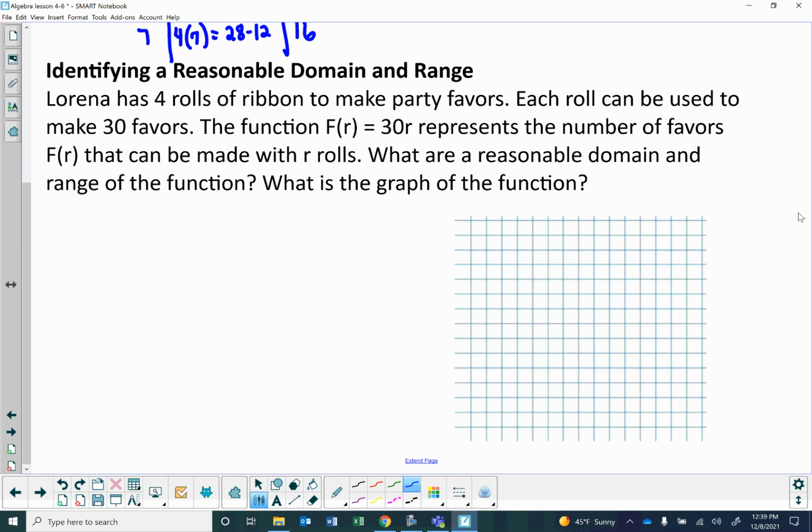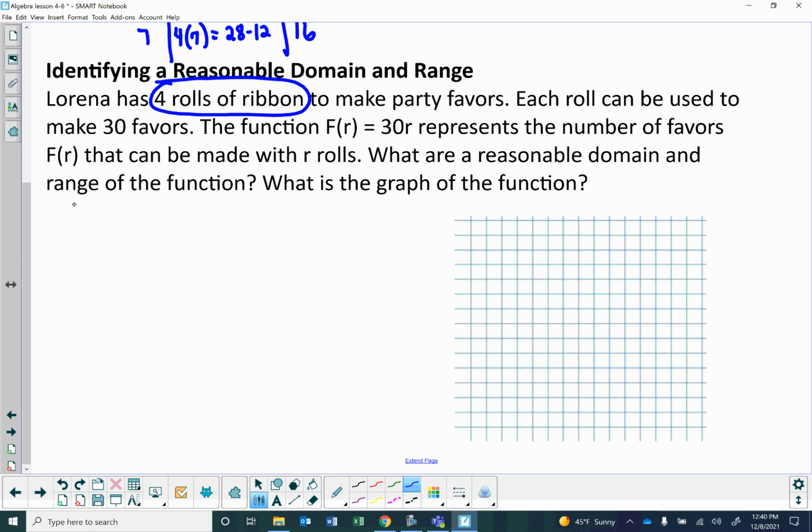Okay, so this is what we have to know. We know that r is equal to the number of rolls, and f of r is equal to the number of favors we have. It says that she has 4 rolls of ribbon. So how many party favors can she make out of 4 rolls of ribbon? Our domain is what can we put in for r? Well, we can put in anywhere from 0 to 4, because we only have 4 rolls of ribbon.